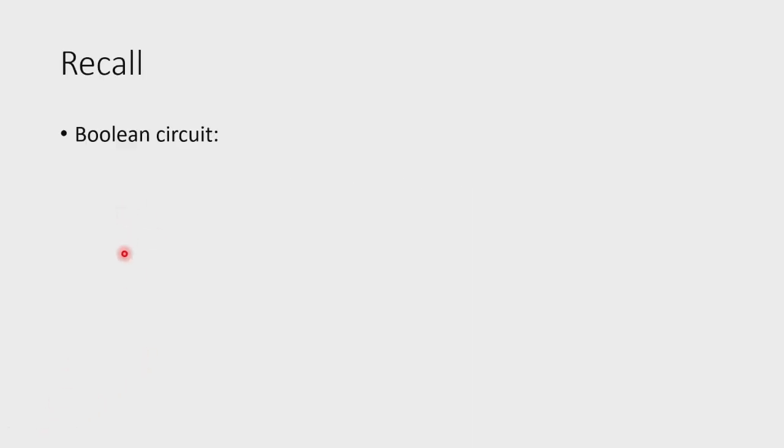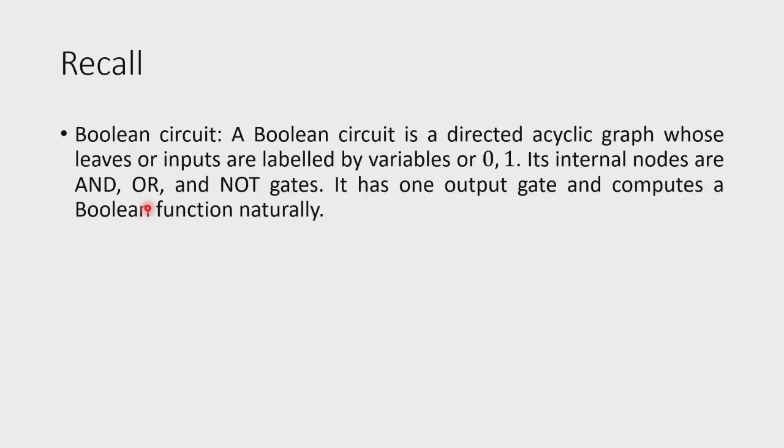Yeah. So first we'll quickly recall what we saw in this week. So in this week we saw what a Boolean circuit is. A Boolean circuit is a directed acyclic graph whose leaves or inputs are labeled by variables and constants 0 and 1, and its internal nodes are labeled by AND, OR and NOT gates, and it has one output gate and computes a Boolean function naturally.